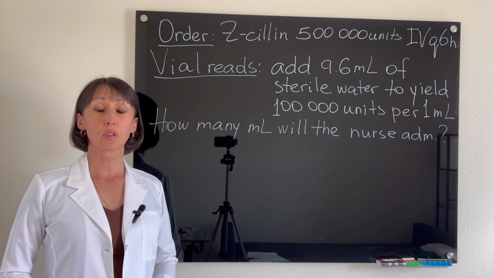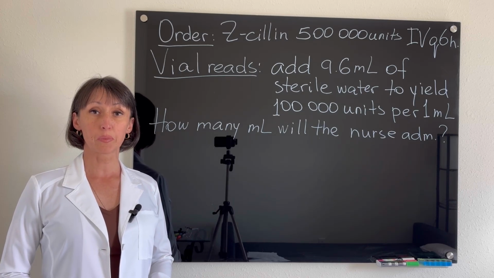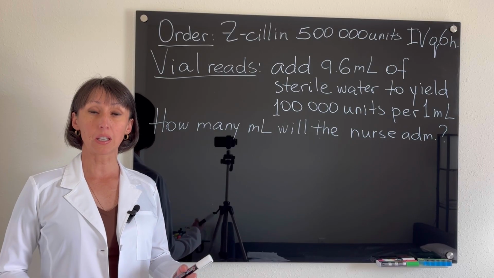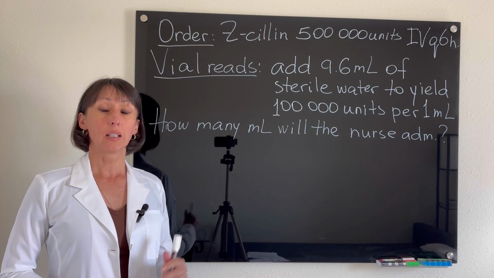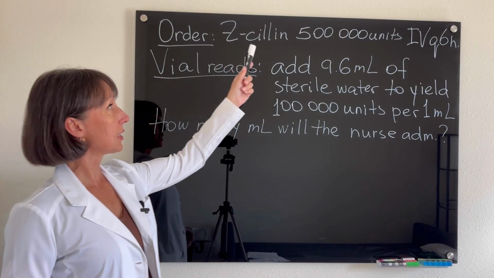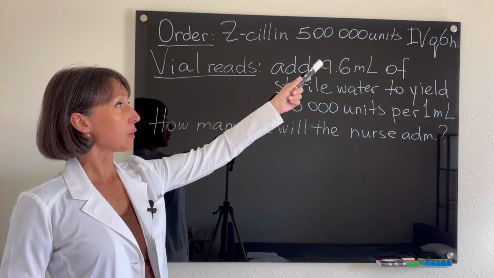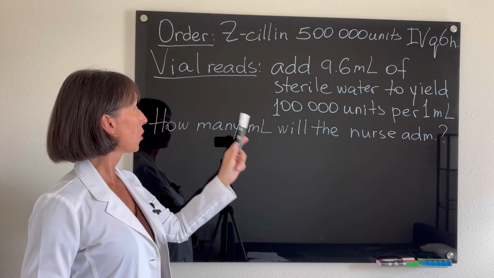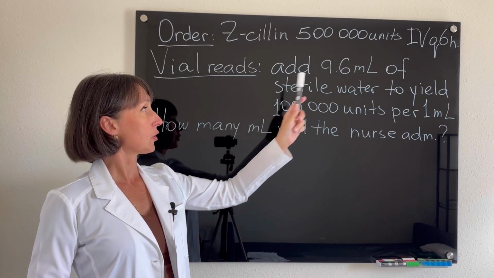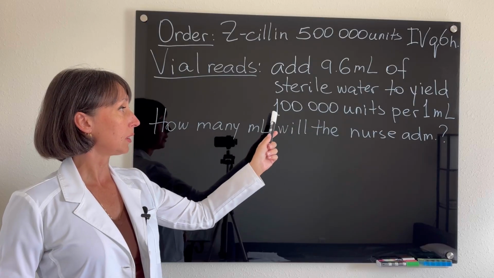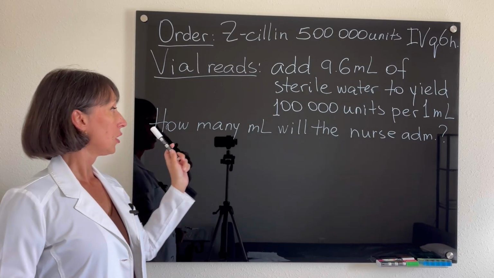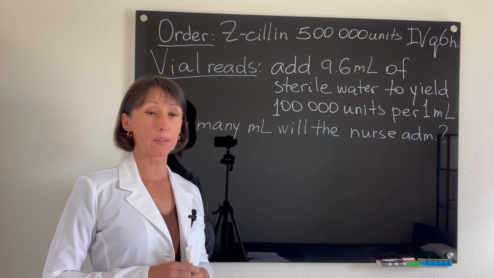In this video, we'll solve several dosage calculation problems in which a nurse must either dilute or reconstitute a medication before administering it. Let's take a look at the first one. The order is to administer Z-Cillin, 500,000 units IV, Q6 hours. The vial reads, add 9.6 milliliters of sterile water to yield 100,000 units per 1 milliliter. So how many milliliters will the nurse administer?